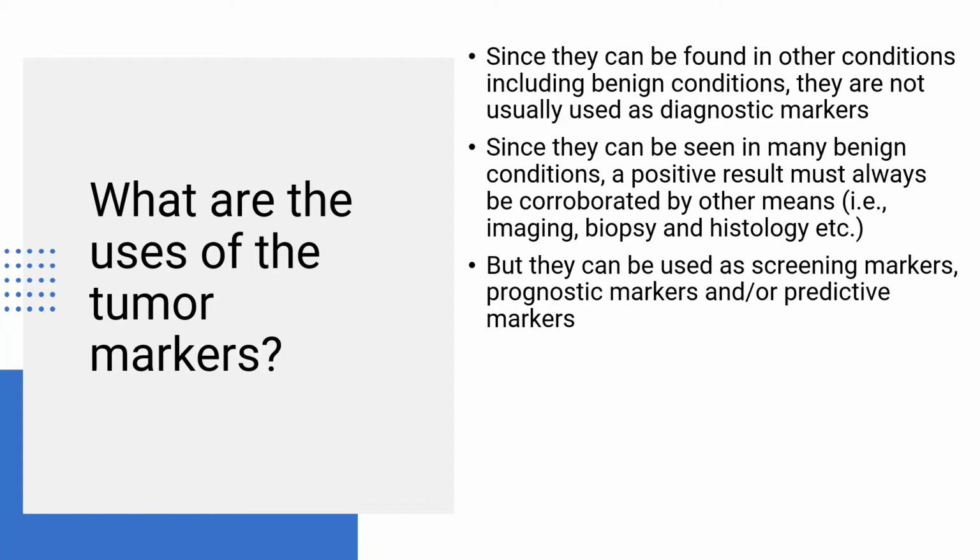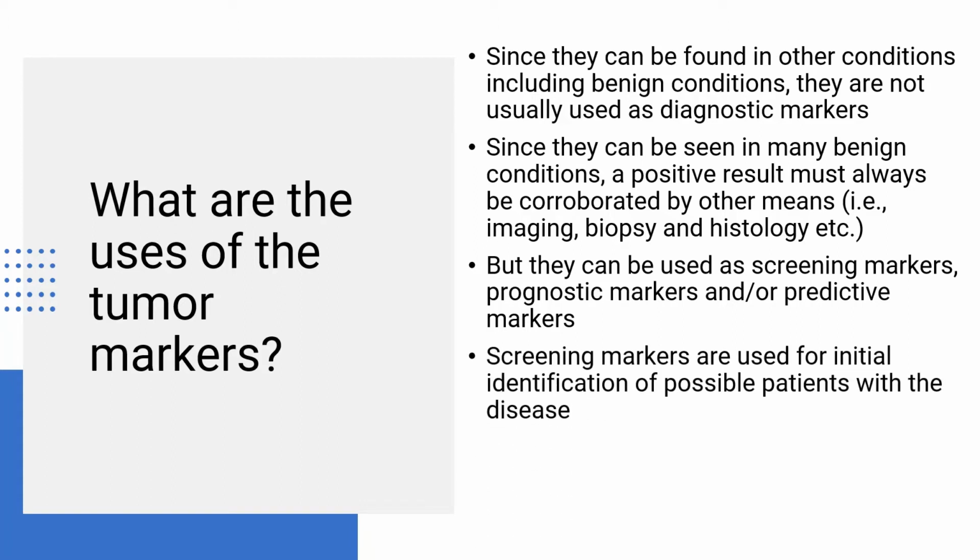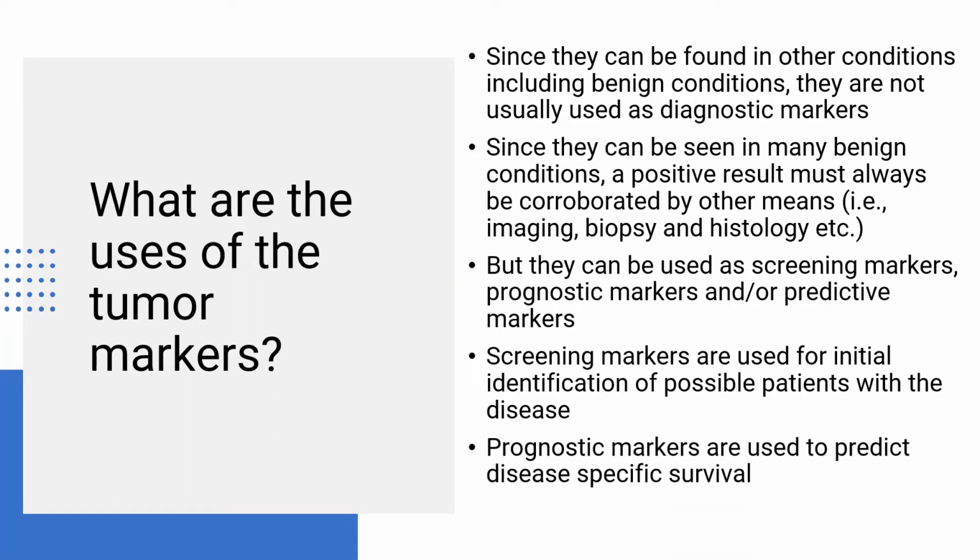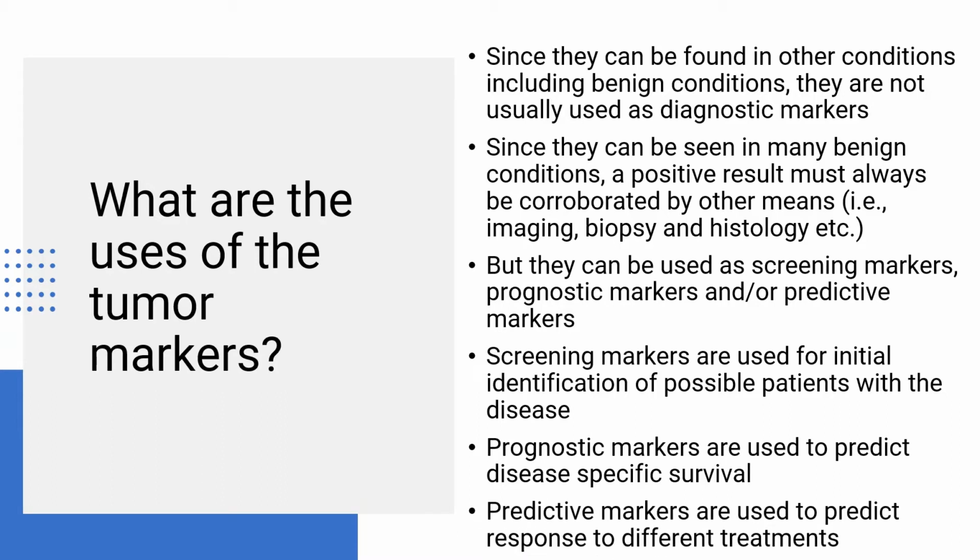But you can use tumor markers as screening markers or prognostic markers or predictive markers. Screening markers are used for initial identification of patients with the disease. So if there is a possible diagnosis, you can use screening markers for the initial identification. Prognostic markers are used to predict the disease-specific survival, the prognosis. Predictive markers are used to predict the response to different treatment modalities, response to surgery, response to chemotherapy, response to radiation, like that.